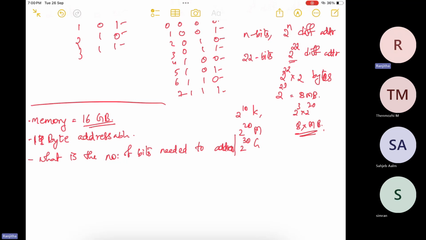So 16 GB is equal to 2 power 4 into 2 power 30, right? 2 power 4 is 16 and 2 power 30 is giga, which implies 2 power 34. So if we need to address 2 power 34 locations, we need 34 bits. Okay, so the number of bits required is 34.